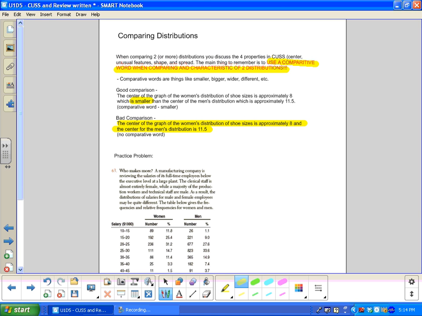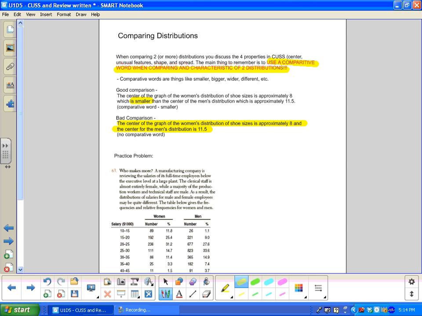Then all you're doing is describing two distributions. You're not actually comparing them, okay? So what you're going to do is use comparative words for all four: the center, unusual feature, shape, and spread, for this example down here. I know I haven't done an example with you comparing, but I think it's pretty obvious. You're just going to say, look at what I've done here.